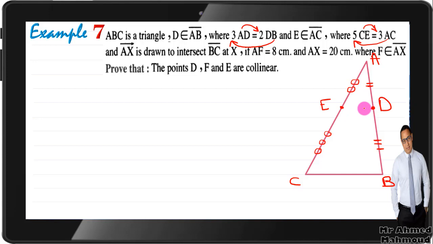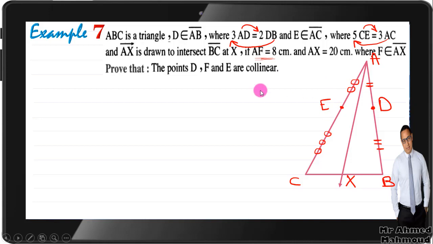Okay, now if I connect AD, it will be parallel to BC. It's very clear. Okay, now AX is drawn to intersect BC at X. So I'm going to draw AX like this, intersecting BC at X. Okay, now AF equals 8. There is F somewhere. And AX equals 20. AX equals 20, okay, it's clear. It's 20 centimeters. F belongs to AX such that AF equals 8.